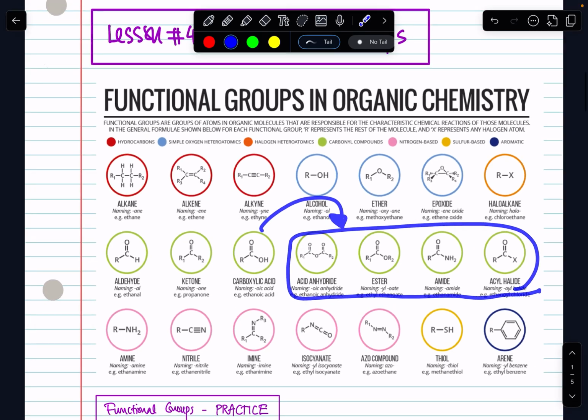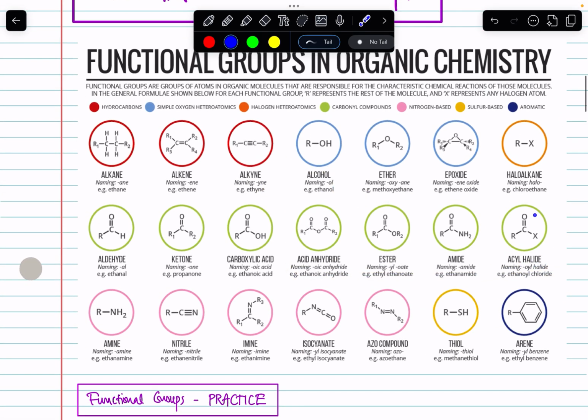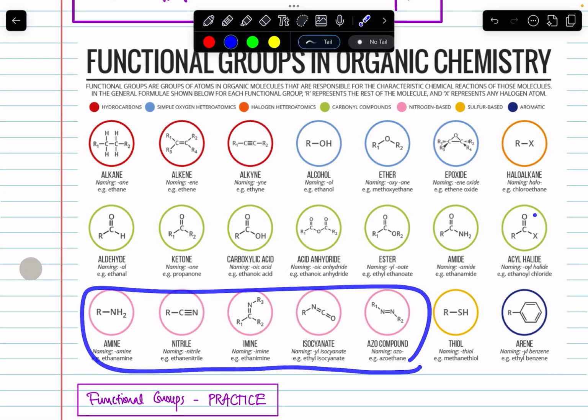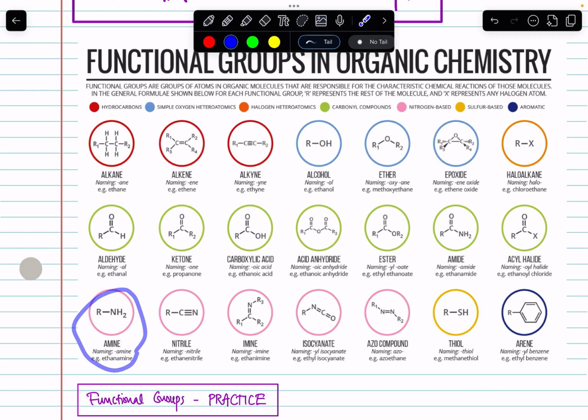And finally, at the bottom, we have nitrogen-based compounds. These are all listed here. The simple ones are called amines. These are the ones which have nitrogen with essentially two hydrogens attached to it. But remember, this could be a primary amine, secondary amine, or tertiary amine. So you don't have to have hydrogen here. You can have two R groups.